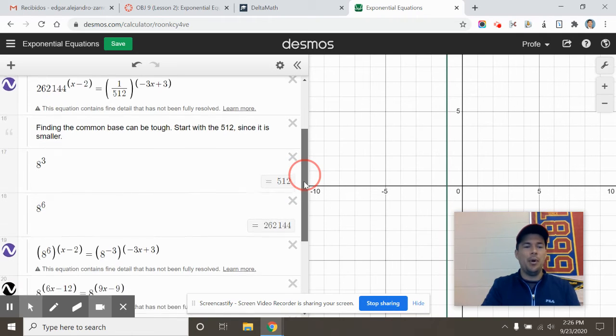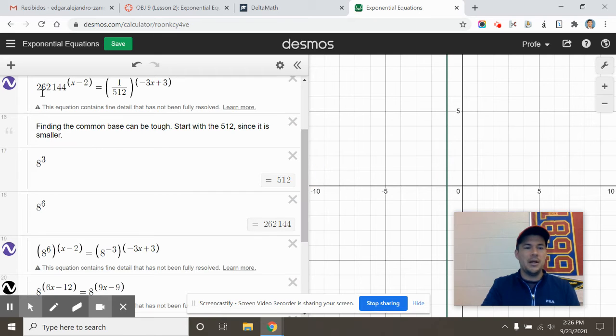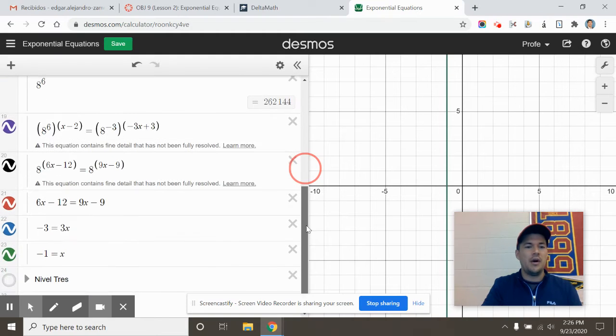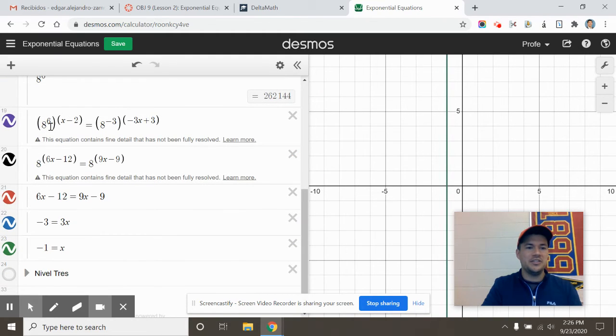After some digging, I had to play around with it, I found that both of these numbers are powers of 8. For example, 262,144 is the 6th power of 8, while 512 is the 3rd power of 8. That means that 1/512 is the -3rd power of 8. So I substitute, and I've got 8 to the 6th raised to the x minus 2 equals 8 to the -3rd raised to the -3x plus 3.